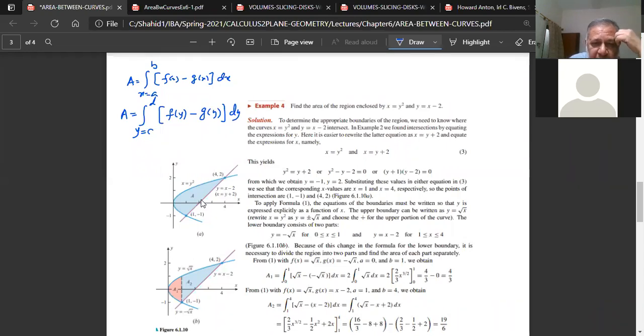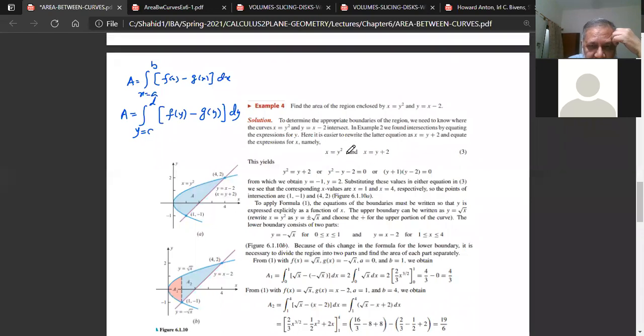So this function is x is equal to y plus 2, whereas the other can be written as y is equal to square root of x. But we will consider x is equal to y square and x is equal to y plus 2. What are the integration limits? In this case, again, we have to find the points of intersection, so that the limits on y will be obtained. This point of intersection has y value -1, whereas the other point of intersection has y value 2.